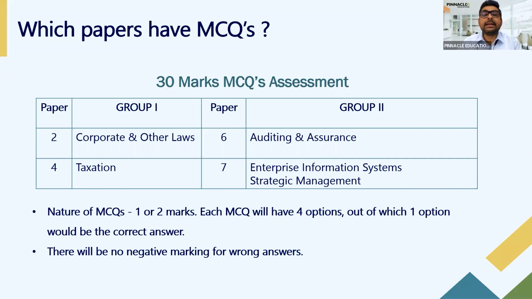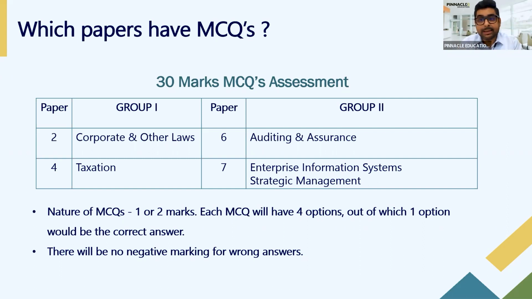But having said that, the 30 marks MCQs in these four papers are different from what you do in your CA Foundation. So in your CA Foundation papers, you will generally have one mark per MCQ, where they give you one full mark if the answer is correct and they deduct negative 0.25 if your answer is wrong.